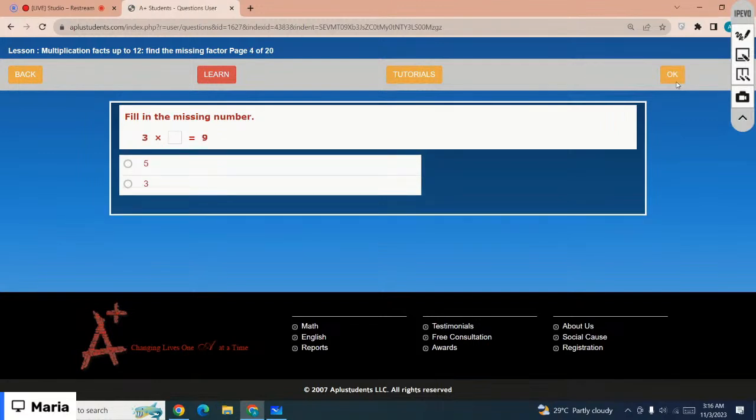Okay, the next one is 3 times what number is 9? Which is the correct option? Very good. 3 times 3 is 9. So the missing number is 3. Got it?